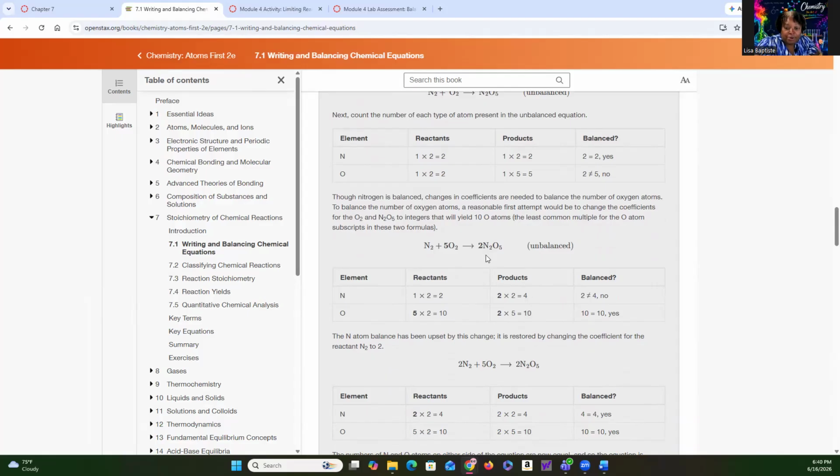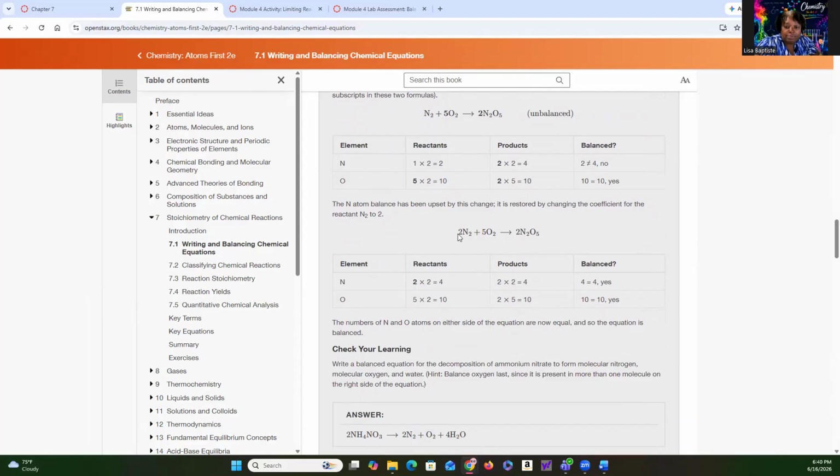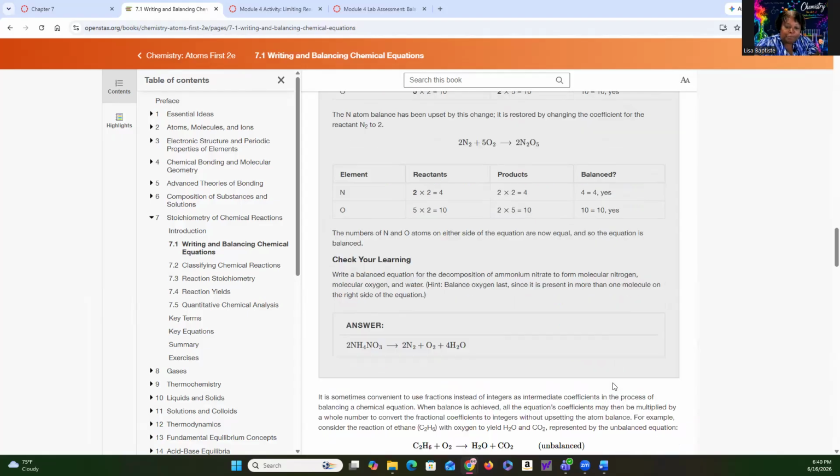But remember, putting that 2 in front of the compound not only changes the oxygen, but also the nitrogen. So now nitrogen is 4. So we need to do something with the nitrogen on the reactant side. And we're going to put a 2 there. So now we have 4. So now our nitrogen balances and our oxygen balances. So the equation is balanced, right?